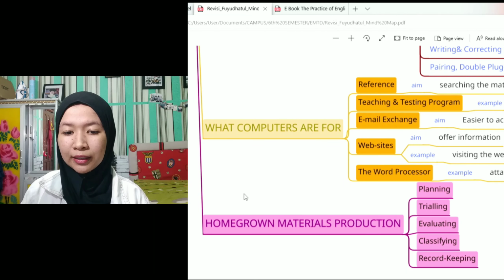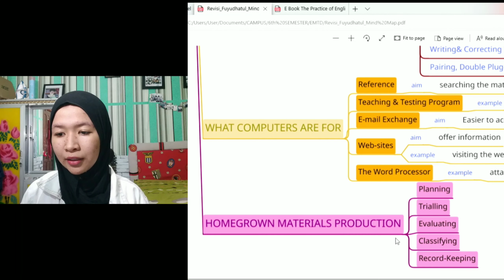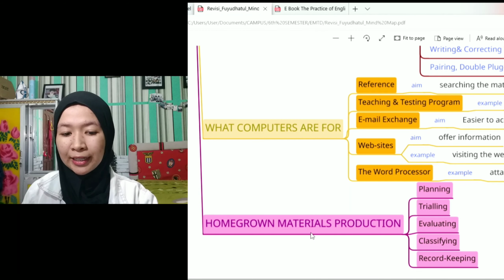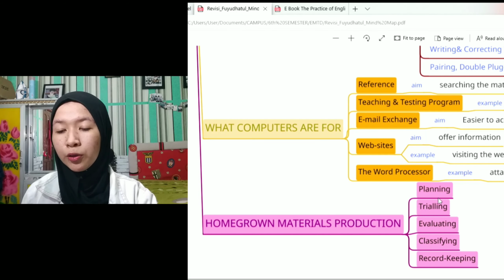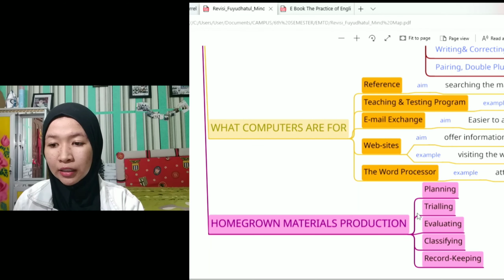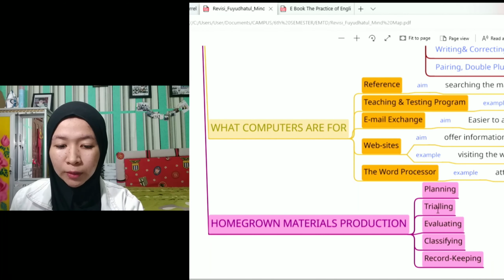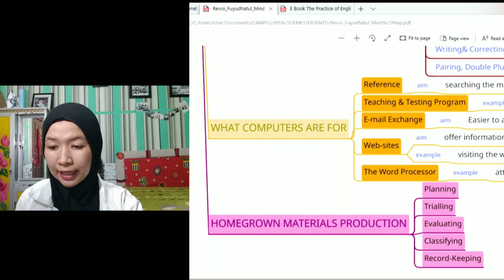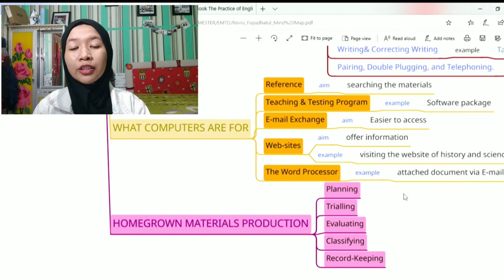The last is homegrown materials production. There are 5 kinds of homegrown material production. The first is planning. So, before the teachers do the teaching and learning activity, they should decide or create the plans. And the second is trialing. So, trialing is trying out material before taking it into the lesson. The teachers can conduct a tryout.